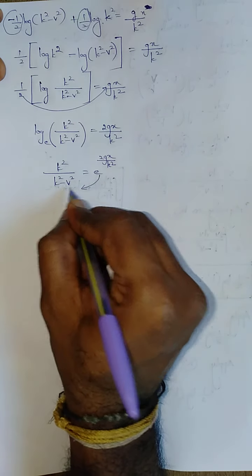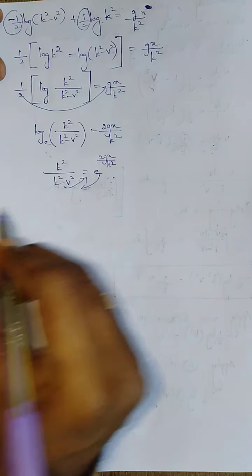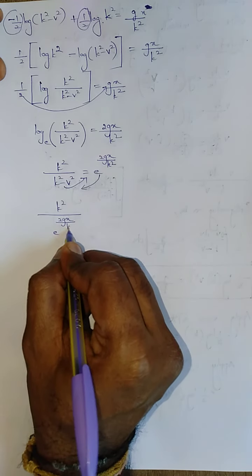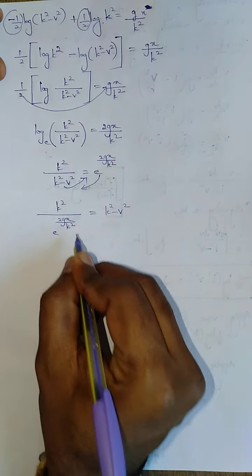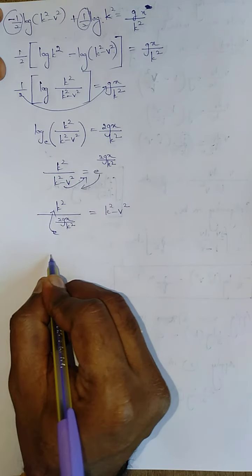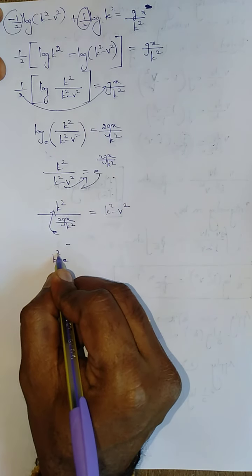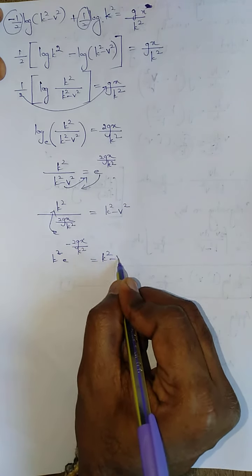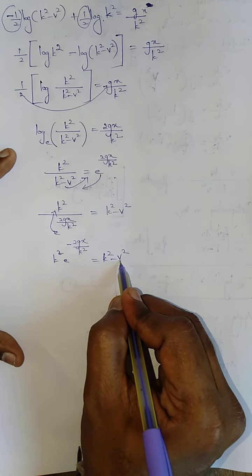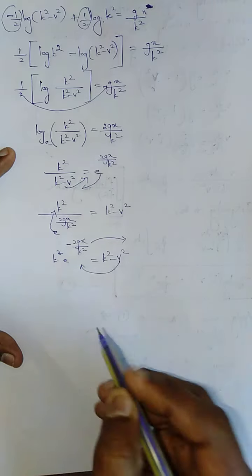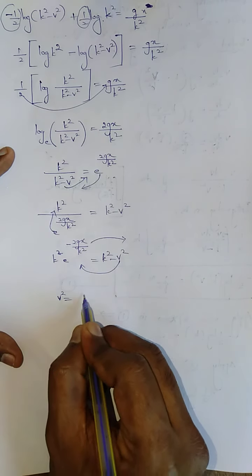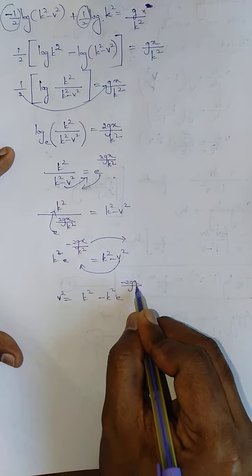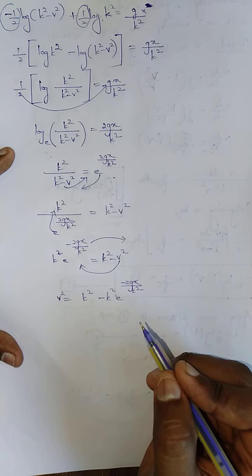Let this one come here and move up, the same as what we did in the first sum. K square divided by e power 2gx divided by k square is equal to k square minus v square. Let this move upward, so it becomes k square e power minus 2gx divided by k square is equal to k square minus v square. I need to find v square. So minus v square comes to this side, and this k square moves to this side. Minus v square becomes plus v square is equal to k square minus k square e power minus 2gx divided by k square.